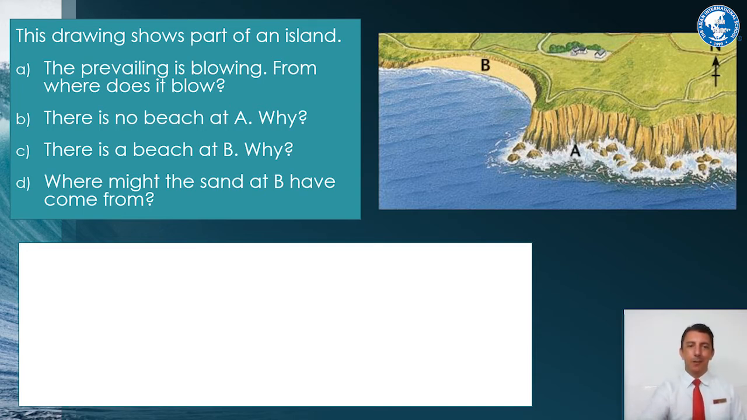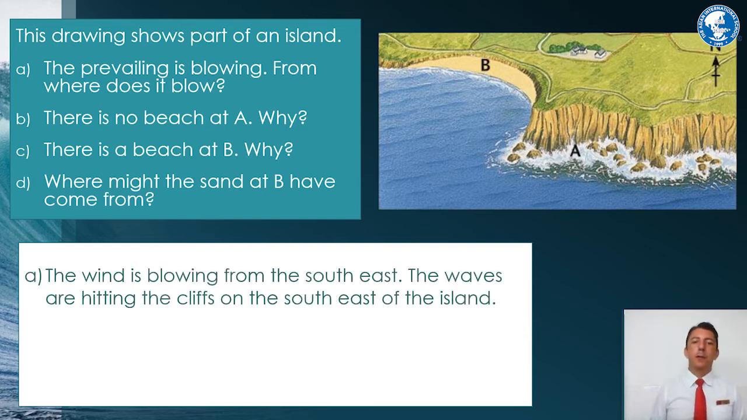Okay, let's check your answers. Question A, the prevailing wind is blowing. Where does it blow from? The wind is blowing from the southeast. We can see the waves are hitting the cliffs on the southeast of the island. So the waves are moving in this direction. That means the wind is blowing in that direction too. We can see the waves along the sea like this. So they are moving in this direction from the southeast.